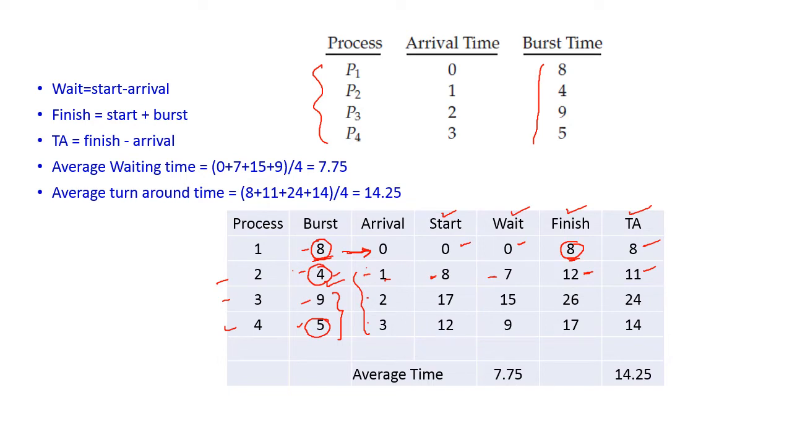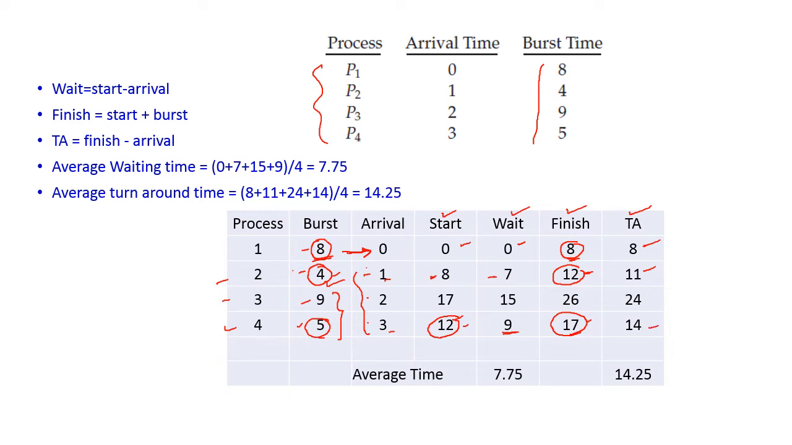The finish time of process 2 is 12, and that is the start time of process 4. Wait time is start minus arrival: 12 minus 3, which is equal to 9. Finish time is start time plus burst time, so 12 plus 5, which is equal to 17. The turnaround time is finish time minus arrival time, that is 17 minus 3, which is equal to 14.